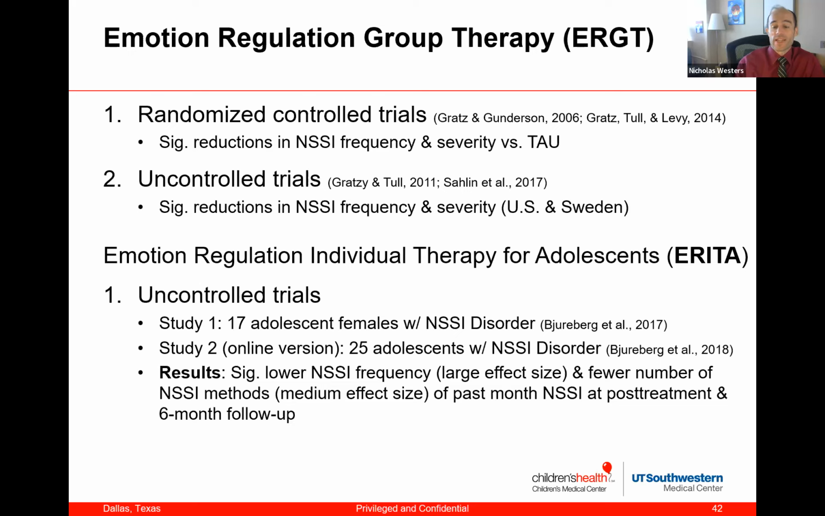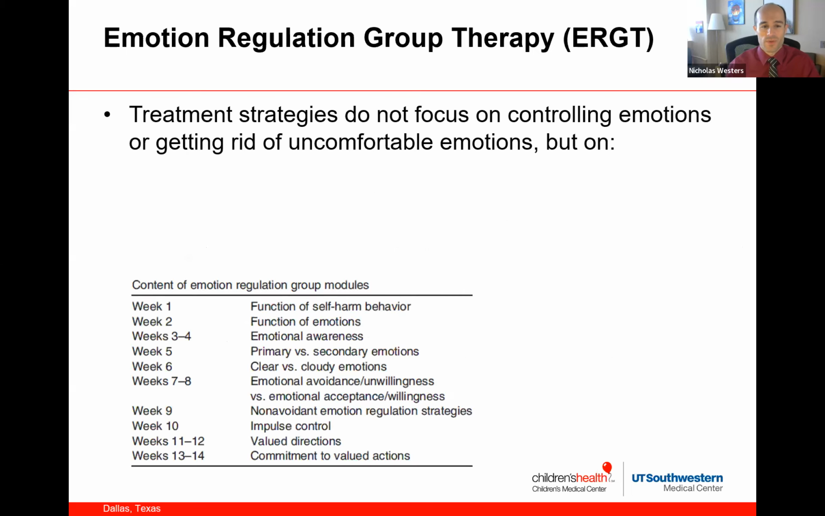And the first study found significant improvements in self-injury among 17 adolescent females, again, only girls though, showing significantly lower frequency with a large effect size, and a fewer number of self-injury methods with medium effect size of past month self-injury at post-treatment and 6-month follow-up. The second study, which was the online version of ERITA, I forget how they pronounce it, showed similar results among 25 adolescents meeting criteria for NSSI disorder. So there are some good promising results here.